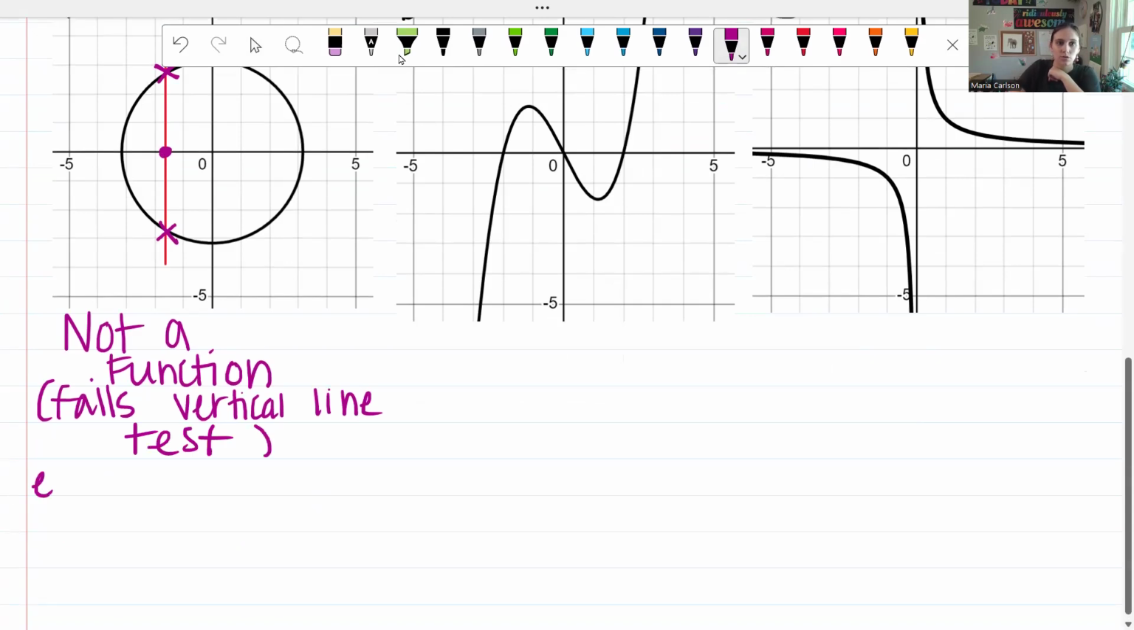Because there's at least one x with more than one y.